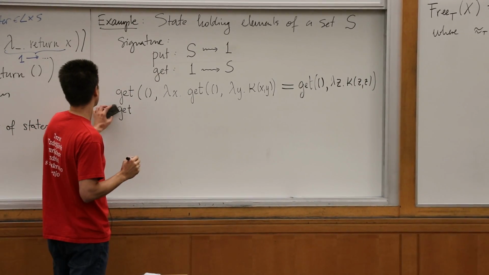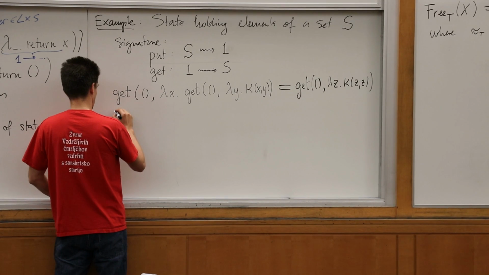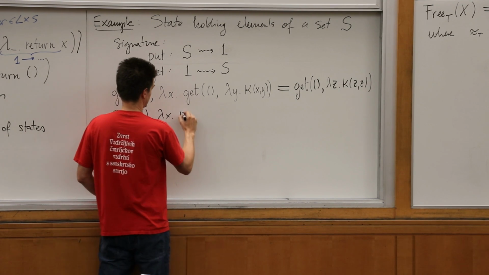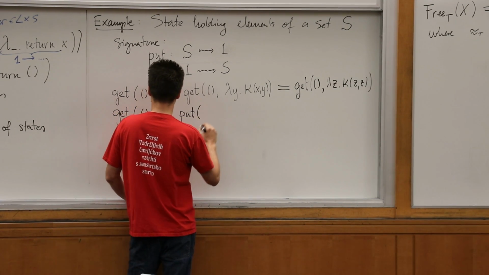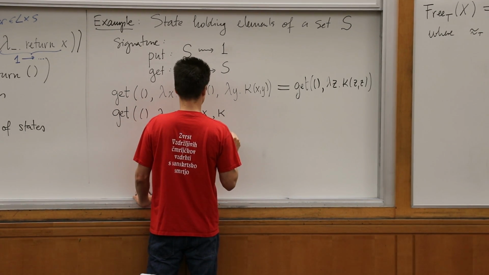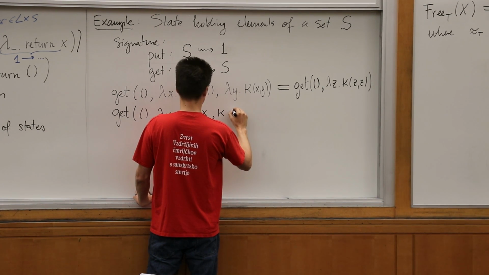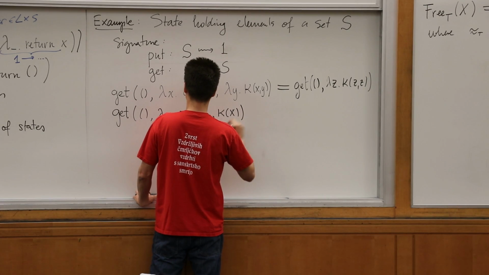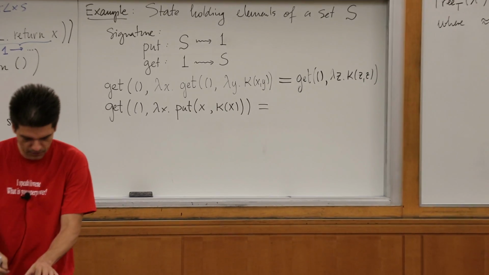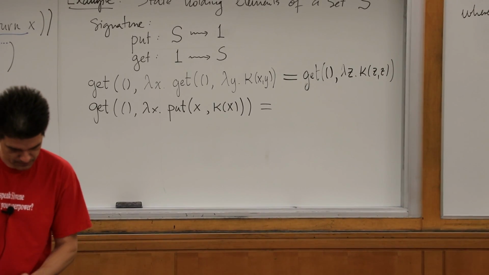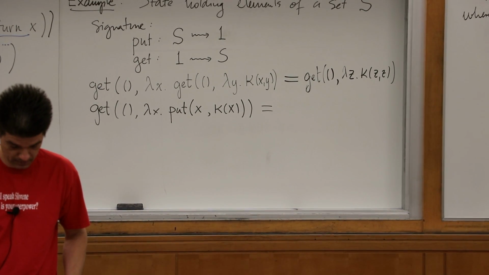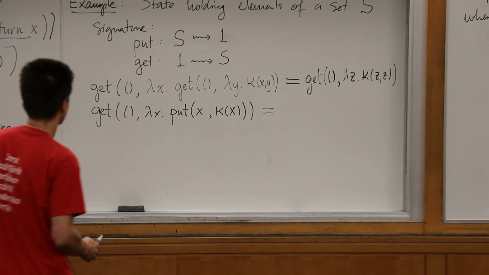Let me do put get. Actually, this one, get lambda x put x kappa. X. Apparently, I can go wrong. That's better if I don't. Get lambda s put s. Yeah, this is a good one, and I don't actually need this x here.